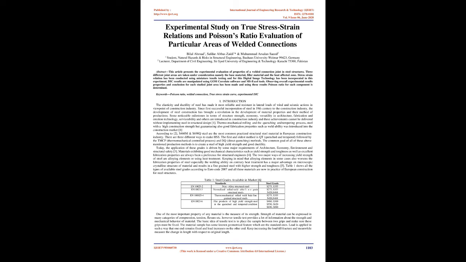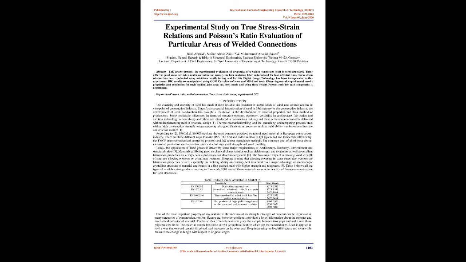Stress-strain relation has been determined using miniature tensile testing, and for this, digital image correlation technology has been incorporated in this experiment. DIC results are manipulated using GOM Correlate software and MS Excel tools. Observing overall experimental results, properties and conclusions for each studied joint area have been made, and using these results, the Poisson ratio for each component is determined. Keywords: Poisson ratio, welded connection, true stress-strain curve, experimental DIC.